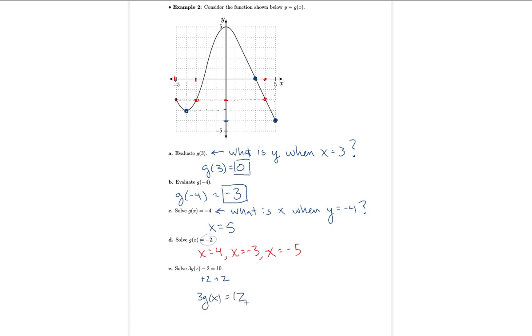And you'd get 3 times g of x equals 12. And then if I divide it by 3 on both sides, I would get g of x is equal to 4. Okay, now that looks just like parts C and D. So when g of x equals 4, what's happening? Well, I'm up here at a y value of 4. What are the x's? -1 and 1. So I'd put an answer of x equals -1 and of x equals 1.